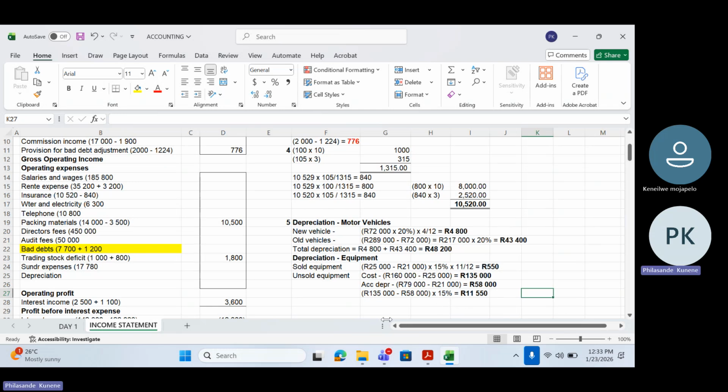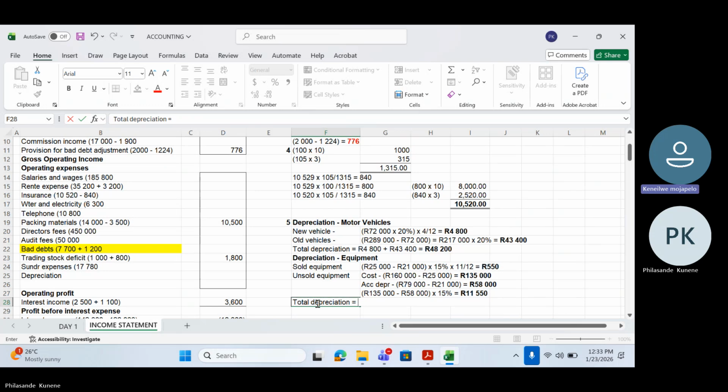For equipment, right? So how much depreciation for equipment? Total depreciation for the equipment is going to be how much? 12,100, because we're taking 11,550 plus 550, yeah? Exactly. So it's 11,550 plus 550, yes. And then we're getting 12,100. Are you happy with this one?